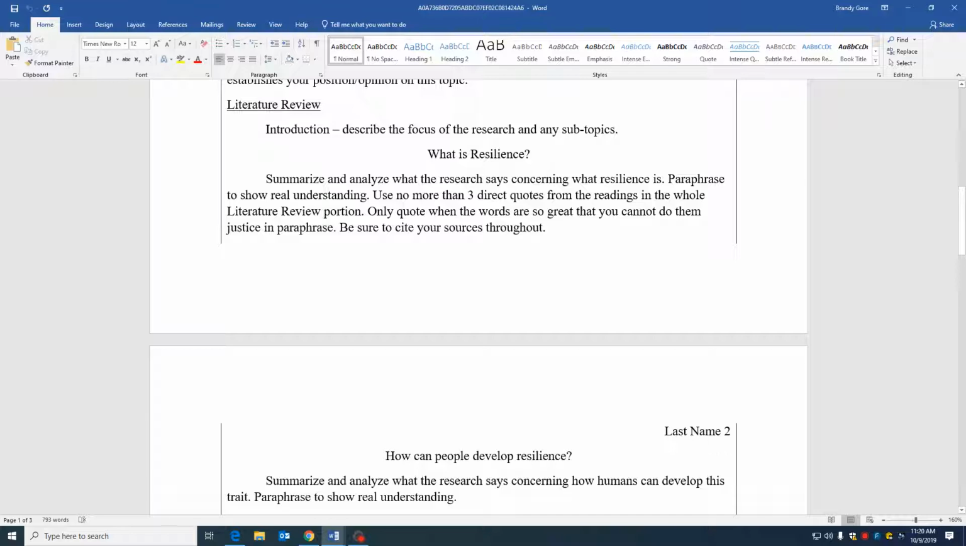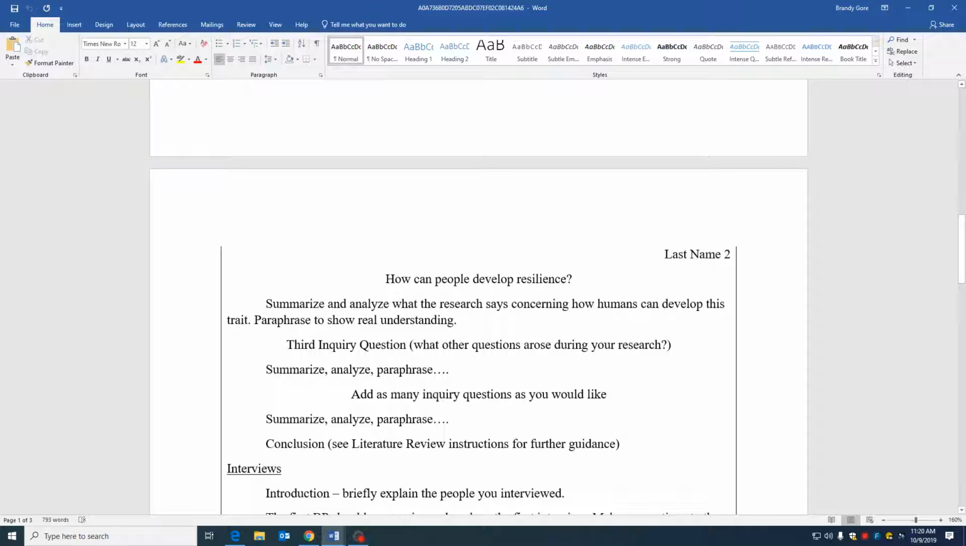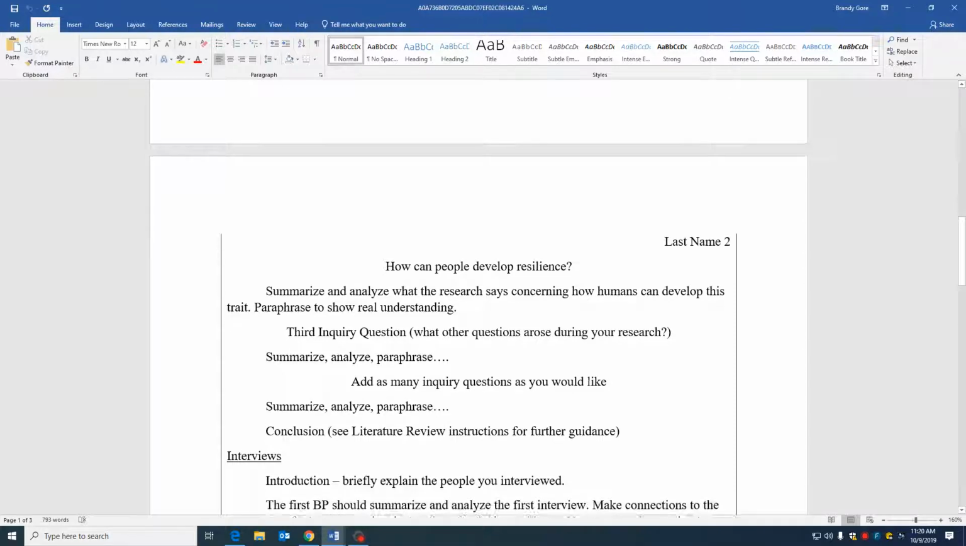So maybe what is resilience? Maybe perhaps you find that courage is strongly related to resilience. Perhaps you find that failure is strongly related to resilience. And so you can answer that question with what does the research say? And then how can we develop? And then any other topics that you would like to focus on.